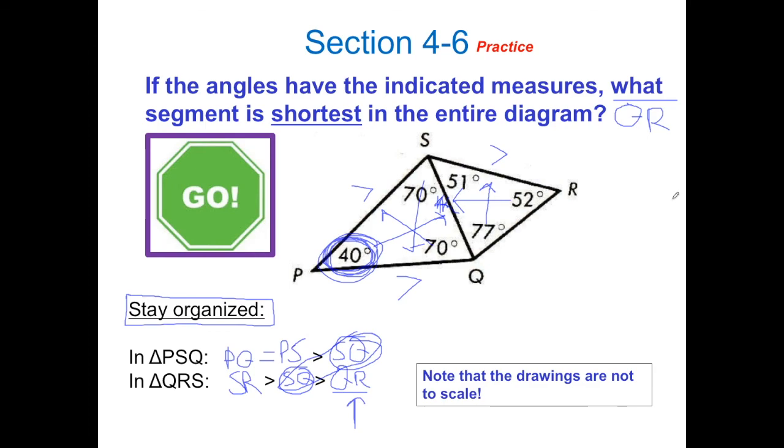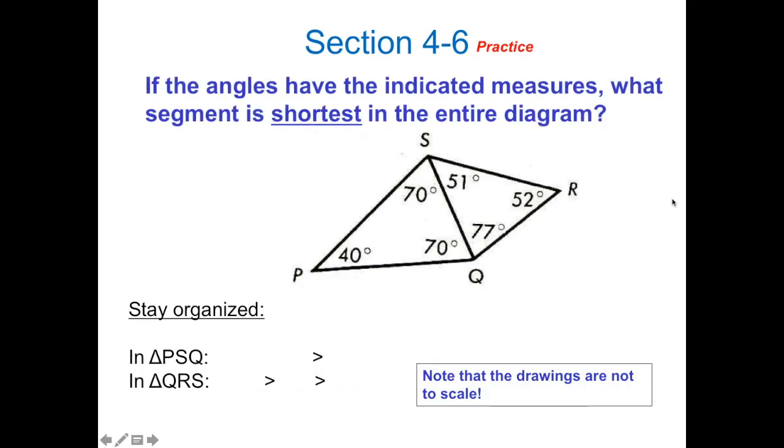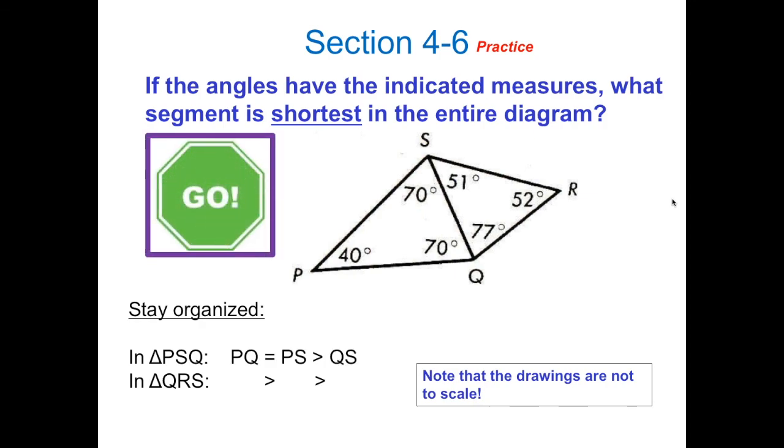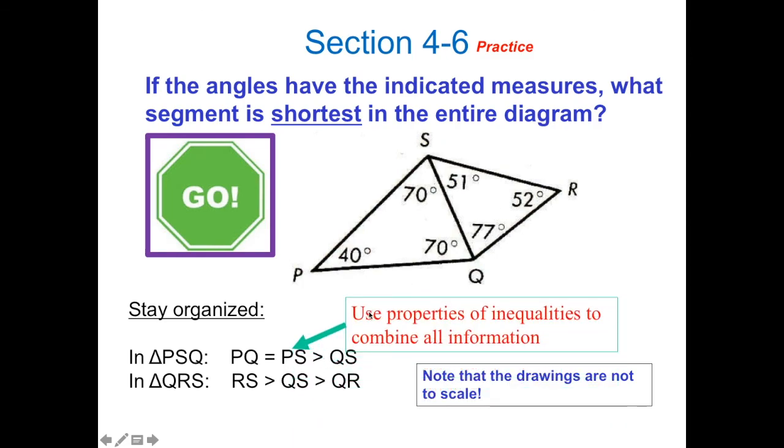Does that make sense? People have trouble with problems like these, so let me re-explain this and show it to you a little differently. Laying it out here, the 2 biggest in this triangle are PS and PQ, because this is isosceles and these are both greater than 60 degrees, so they're larger than the vertex angle. So QS is the smallest in this triangle, but the second smallest in that triangle. Using properties of inequality, we know that PS, for instance, is greater than QR, because PS is greater than QS and QS is greater than QR.